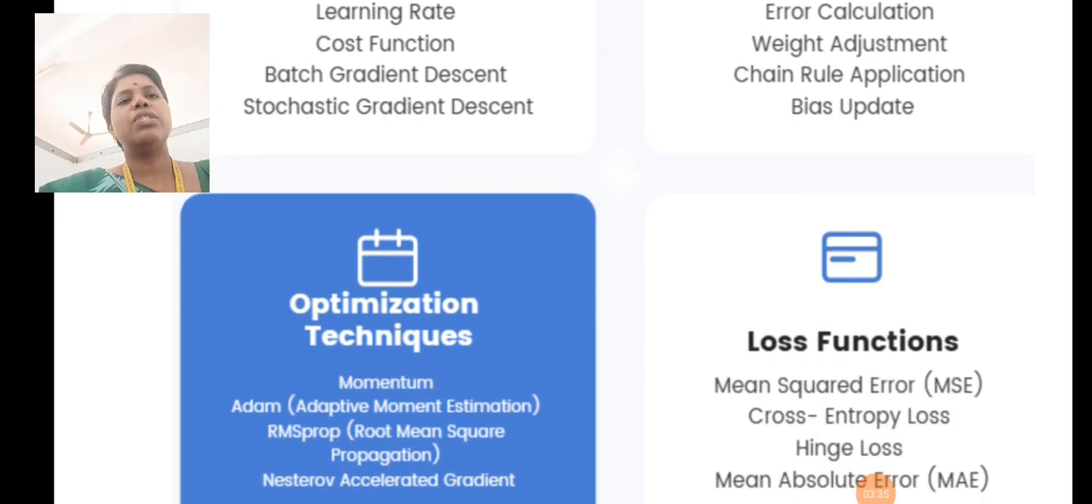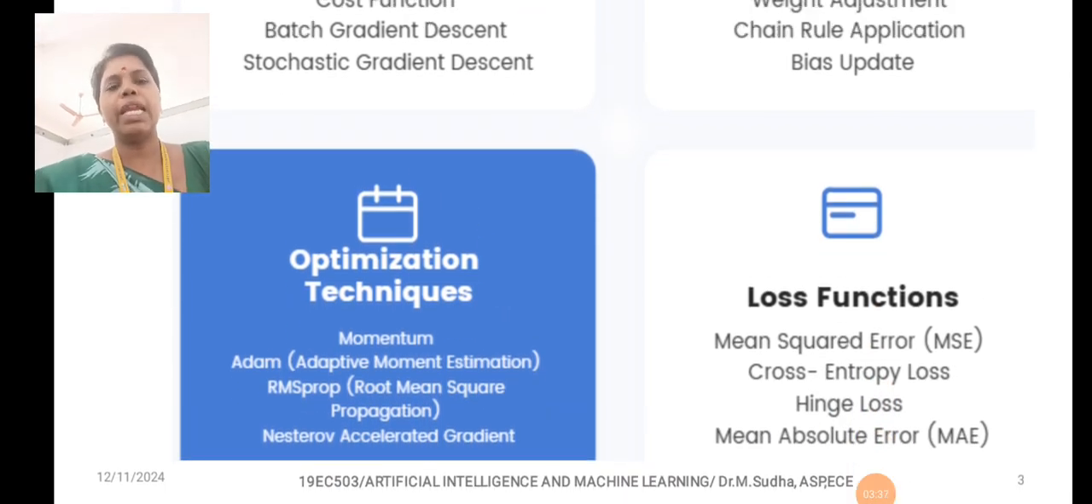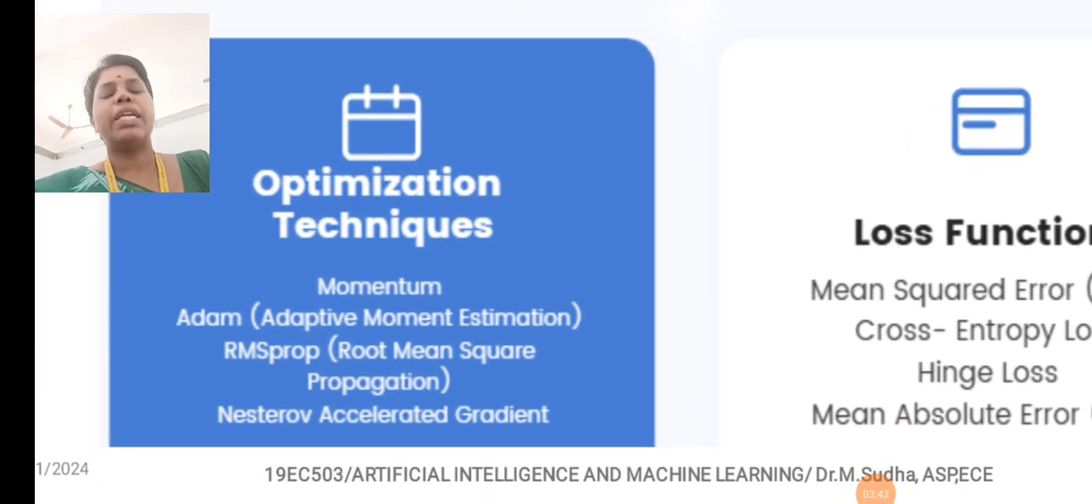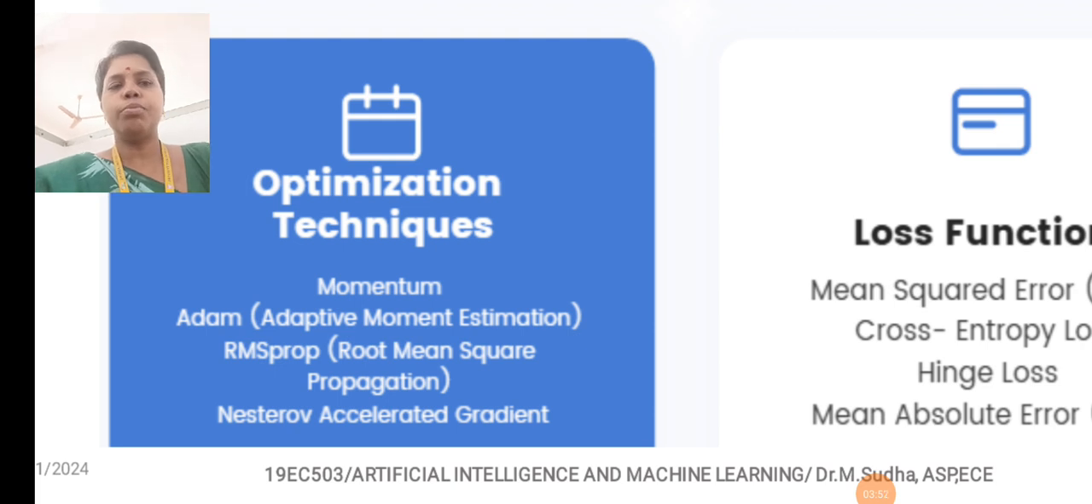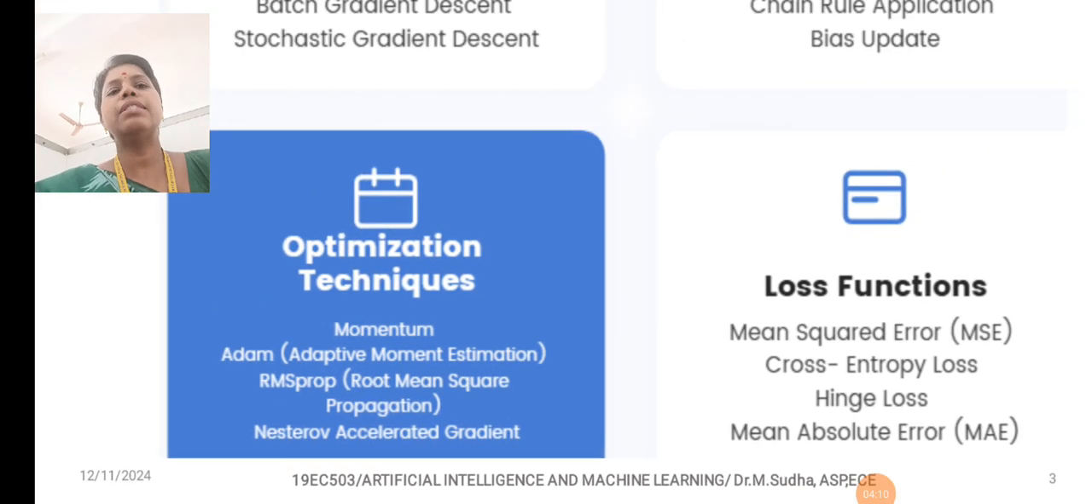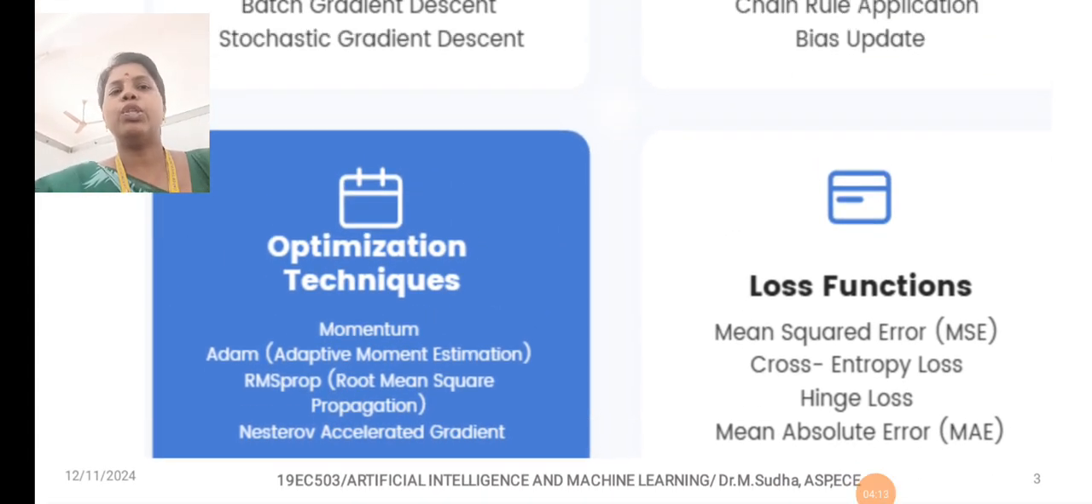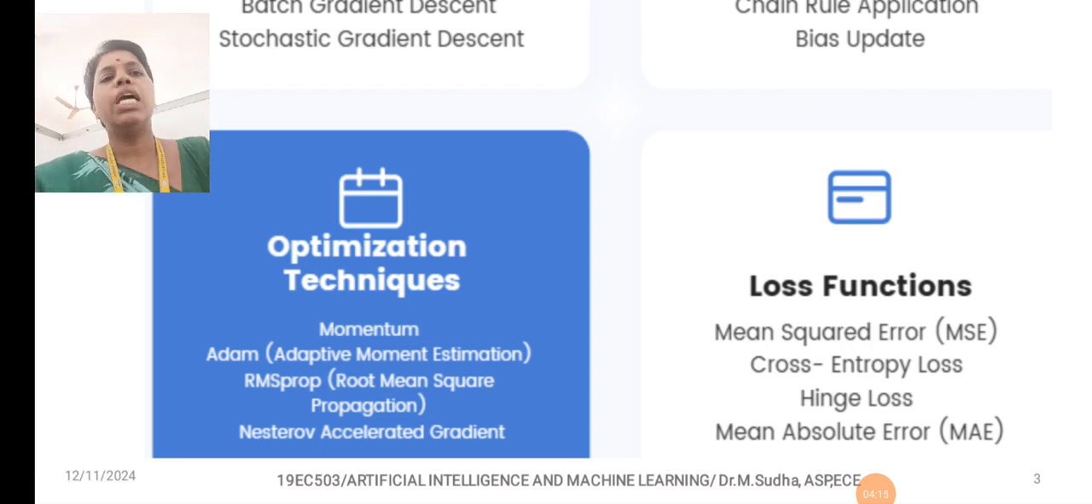Coming to the optimization techniques, these are used to enhance the neural network performance. What are the metrics to follow here? Momentum, ADAM, which is an acronym for adaptive moment estimation, RMSprop, that is root mean square propagation, and Nesterov, that is accelerated gradient. These are the metrics we could consider while doing the optimization techniques. This optimization will enhance the performance of the neural network without loss. And also we have to consider the loss function.